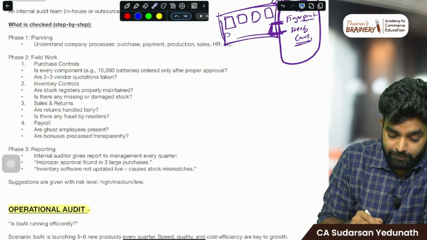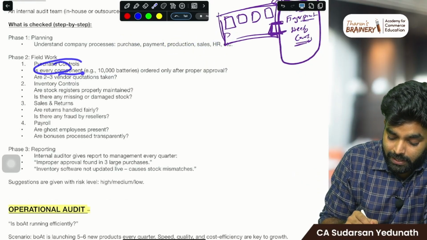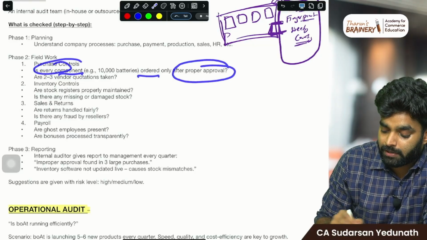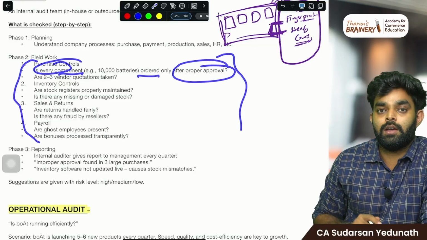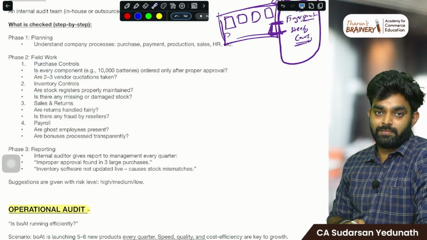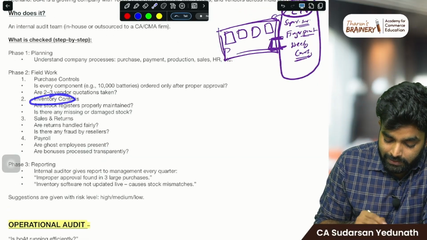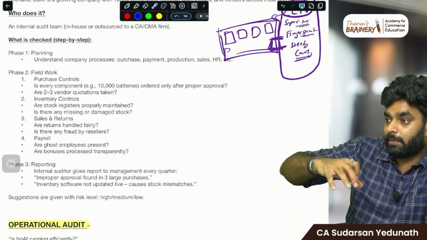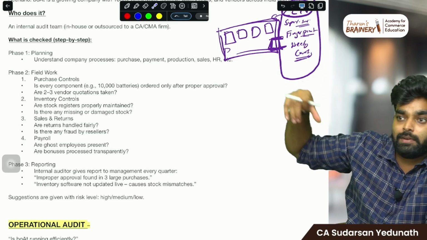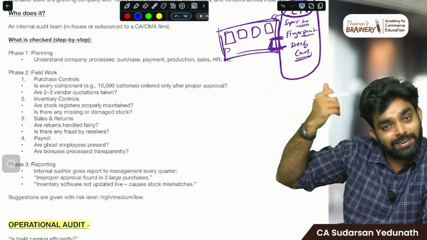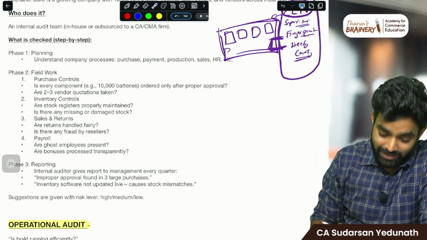Then, phase 2, he will see the controls. He sees whether the company has proper controls, such as orders placed only after proper approval. All these things he will look at. This is what comes under internal control. He'll see whether inventory has proper controls. Inventory means stock. Whether it has proper controls, CCTV, supervisor, fingerprint, all these things. He will check all of that.